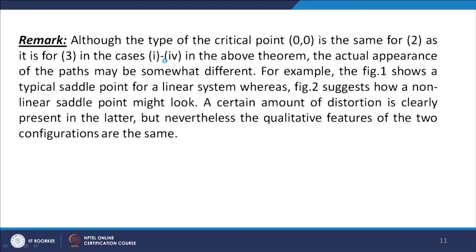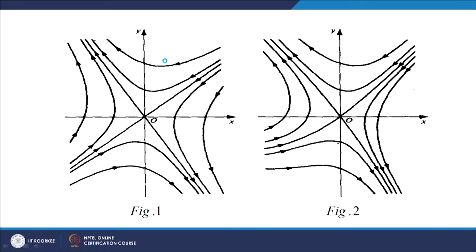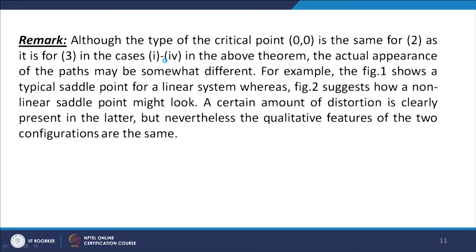For example, figure 1 shows a typical saddle point for a linear system. You can see, this (0,0) here is a saddle point for the linear system. Here also (0,0) is a saddle point, but the appearance of the paths is different. They are not linear, they are curves, non-rectilinear paths. So figure 1 shows a typical saddle point for a linear system, whereas figure 2 suggests how a nonlinear saddle point might look. A certain amount of distortion is clearly present in figure 2, but nevertheless the qualitative features of the two configurations are the same.